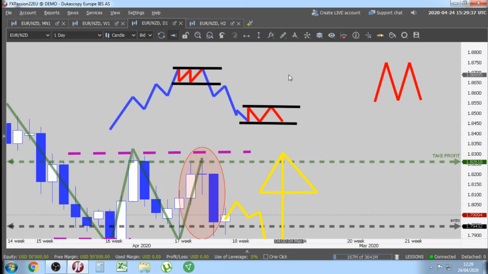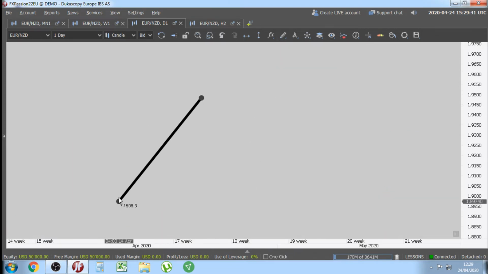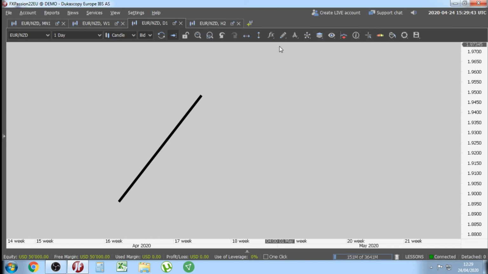Passion, I don't understand. Okay, this is extension and this is retracement. It doesn't matter where, okay? And this is the sideways.